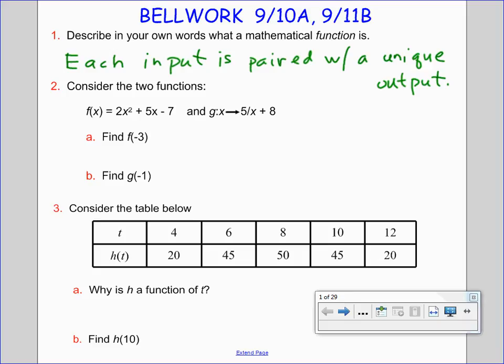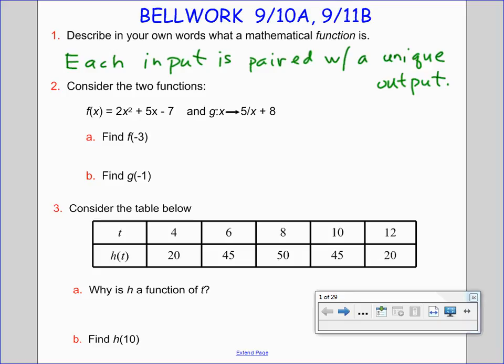I don't care what the outputs are. They could all be the same output. It could be 2, 7, 3, 7, -8, 7. That's still a function because no inputs repeat, and I don't care if the outputs repeat. I'm concerned about the inputs repeating when I talk about a mathematical function. We'll also look at that again in our table, and you saw that in several of your homework exercises.